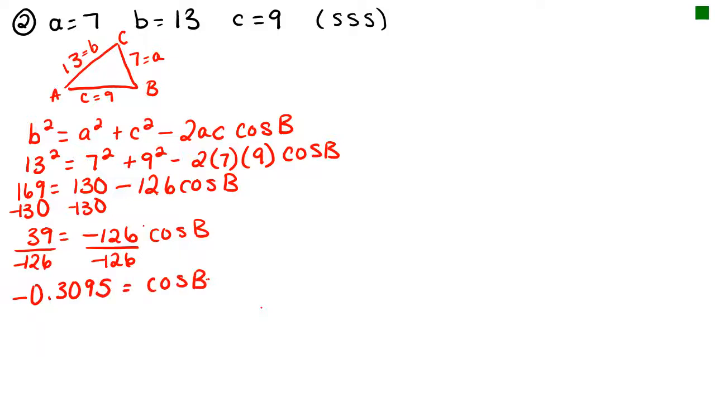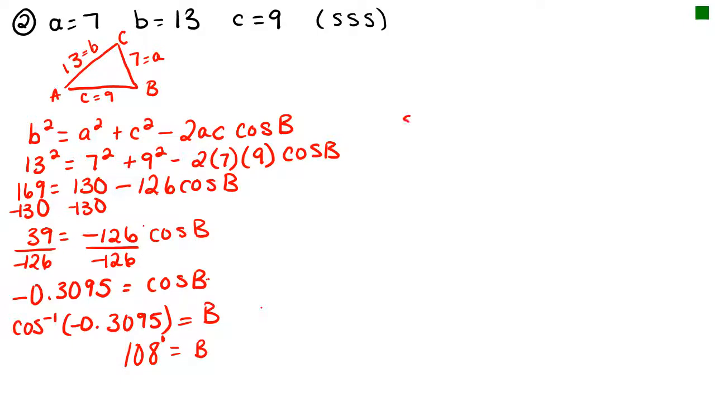So I'm going to do the inverse cosine to find B. So inverse cosine, make sure I'm in degree mode, of negative 0.3095. And then when I type it in the calculator, I get 108. So angle B is 108 degrees. Then to find the other angles, it's actually easier to use the law of sines. It's a lot fewer steps.